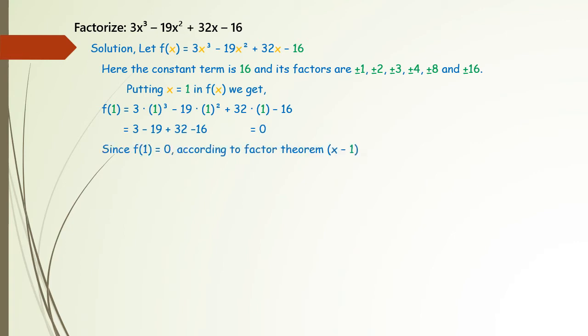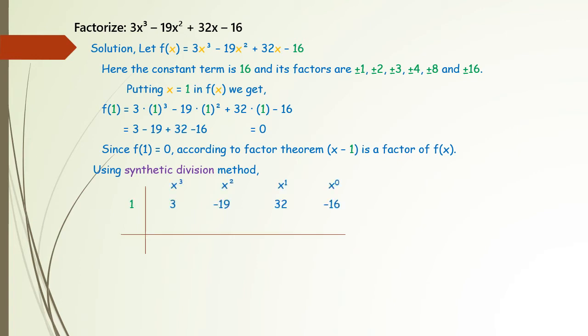So since f(1) is 0, we can use the factor theorem, according to which x minus 1 can be stated as a factor of f(x). Now I'm going to use the synthetic division method, and I'm going to divide f(x) with the factor of f(x), that is x minus 1. So by the use of synthetic division method, we will get the remainder to be 0, and it should always be true. It is because when we divide a polynomial with its factor, the remainder should always be 0.